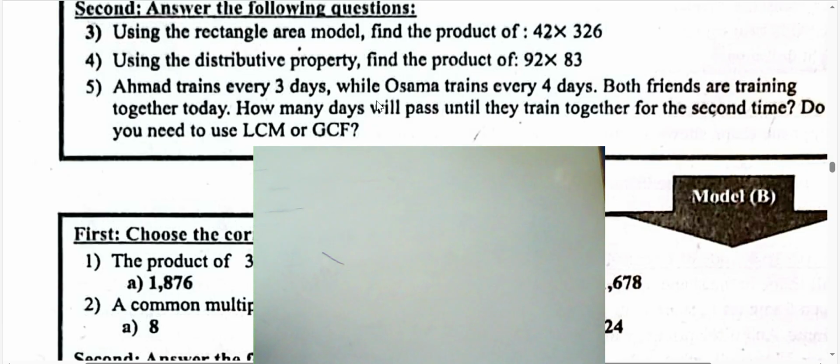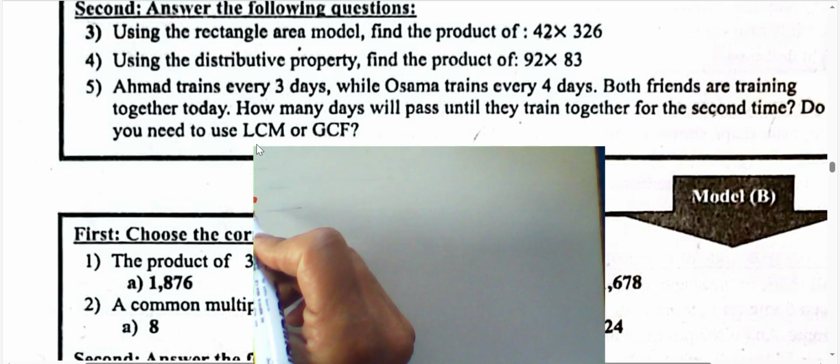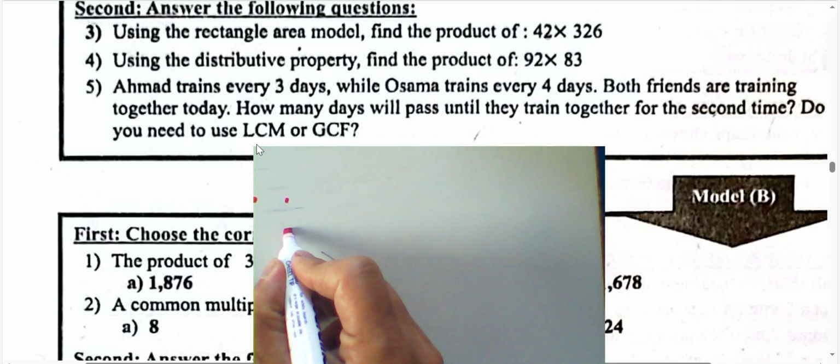Okay. Next example here. Ahmed trains every 3 days, while Usama trains every 4 days. Both friends trained together today. How many days will pass until they train together for the second time? Do you need to use least common multiple or greatest common factor? We need to use the least common multiple. Start from the first day.